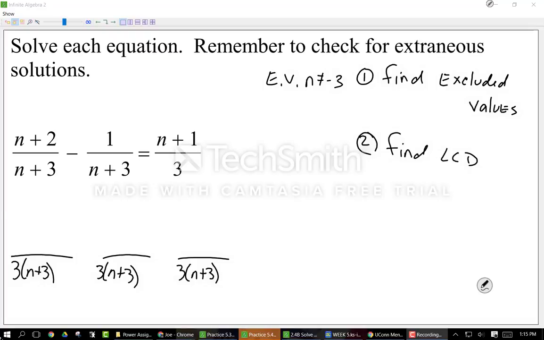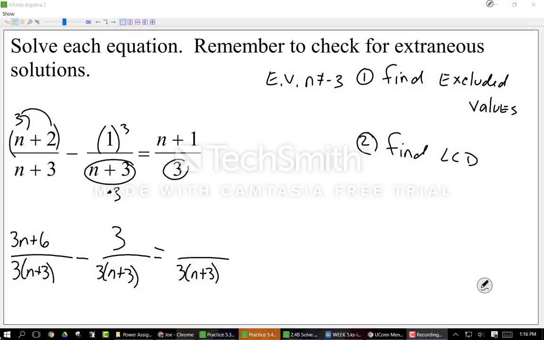Now, I need to make sure my numerators reflect what happened. So this n plus 2, my denominator there was multiplied by 3, so that has to be multiplied by 3. So that's 3n plus 6. I distributed the 3 to both terms. So it's now a minus. I multiplied this n plus 3 times 3. So this times 3 is just 3. That was easy. Then I multiplied this 3, the denominator, times an n plus 3. So I have to multiply the top by n plus 3.